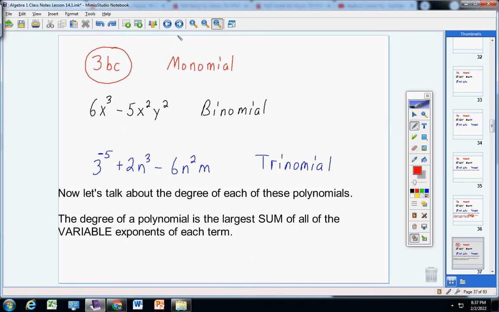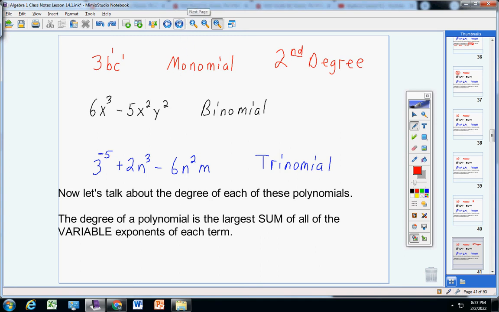Let's take a look at this monomial. Your B has a power of 1. Your C has a power of 1. We do not care about the 3. We're looking at variable exponents, and 3 is not a variable. It says sum, so we're going to add these together and we get 2. So we call this a second degree.